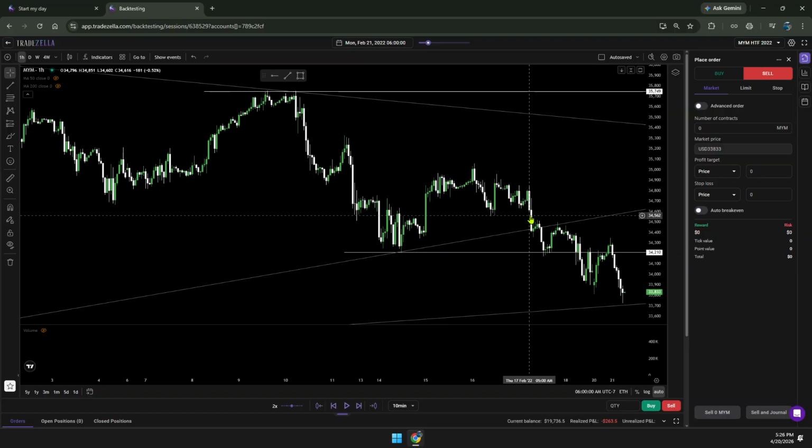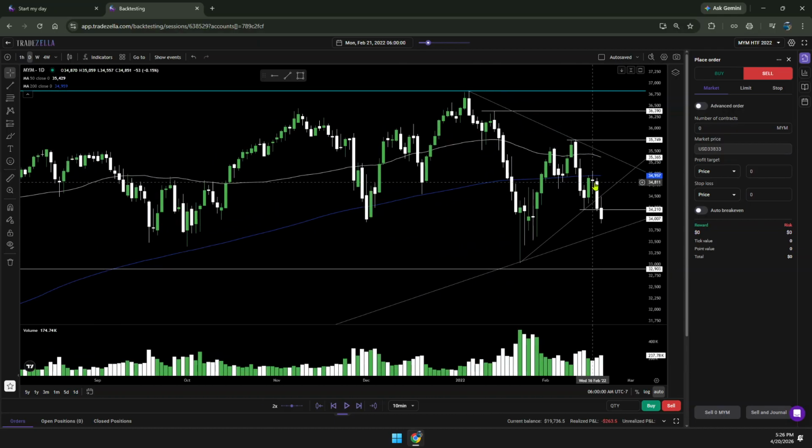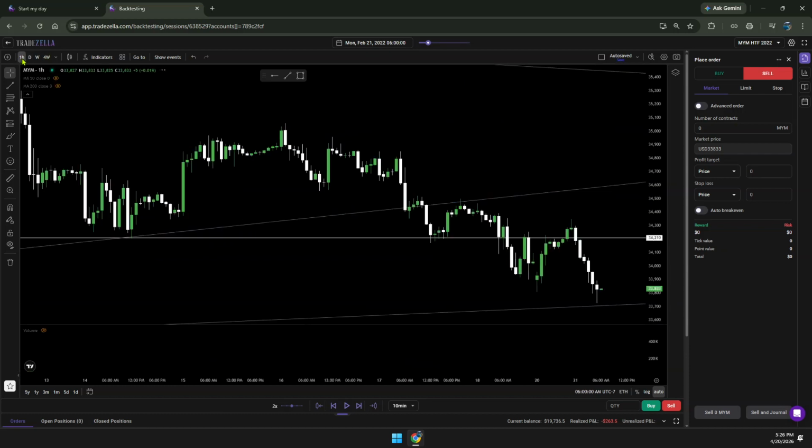So I saw the setup on the daily. I saw the rejection of the 200 after coming down, came back, retested the 200. When I came in at 6, this candle's already starting to confirm. I dropped down to the 1 hour. It confirmed its move. It gave me a level to break.